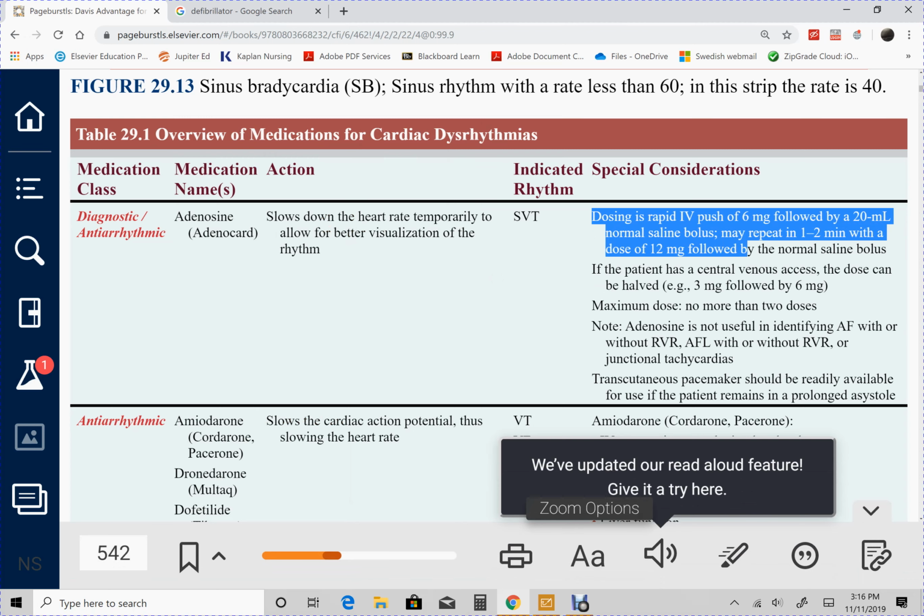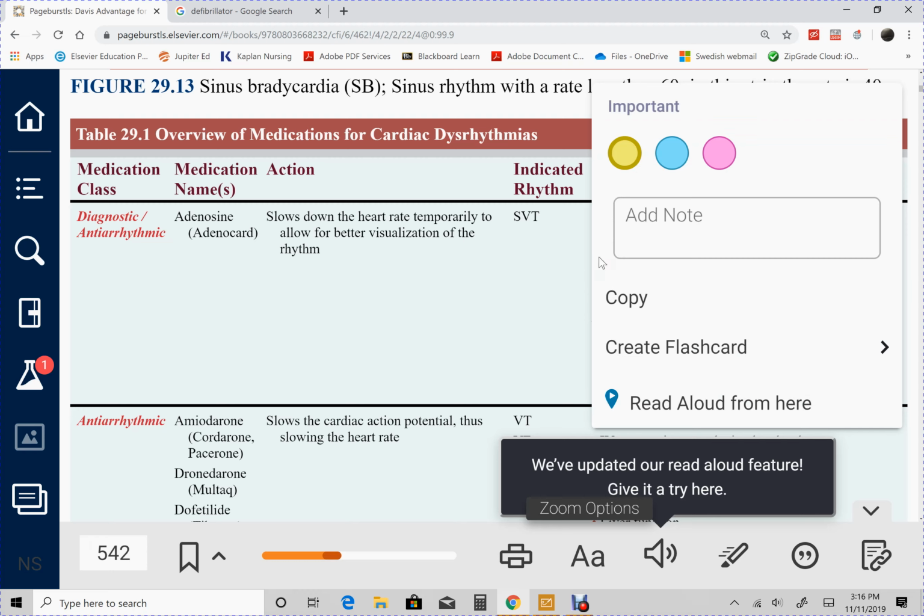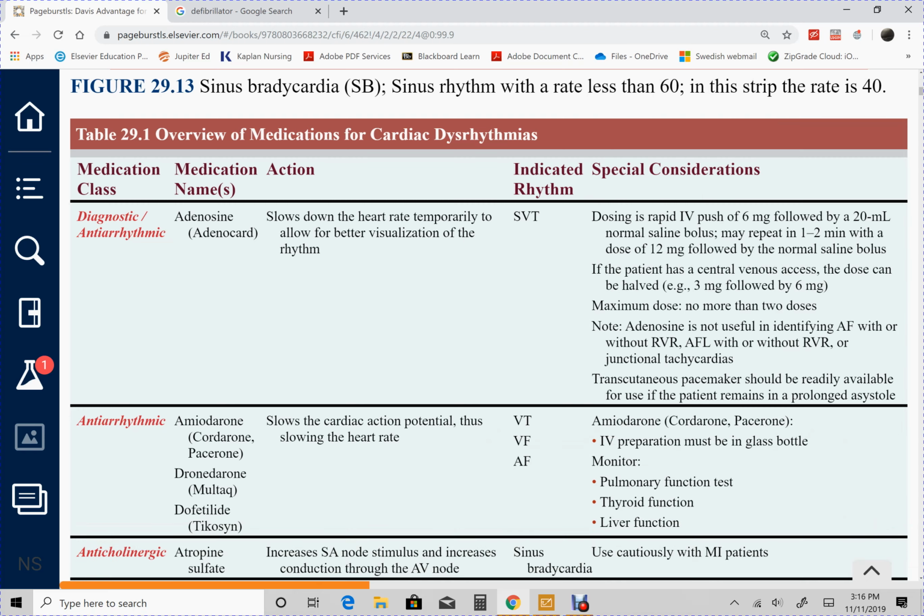This is how it's given. Initial dose is always 6 milligrams, and this is given really fast. May be repeated in 1 to 2 minutes. This time the dose is now 12 milligrams. In either case, this must be given really fast. That's why 6 milligrams will probably be only 1 ml. The drug has a very short half-life, less than 5 seconds. So if you give this really slow, then the drug won't be effective. That's why it's given really fast.